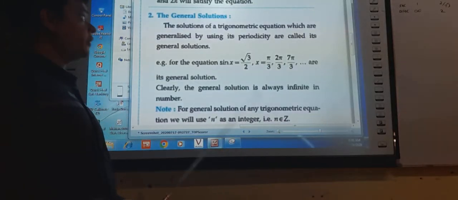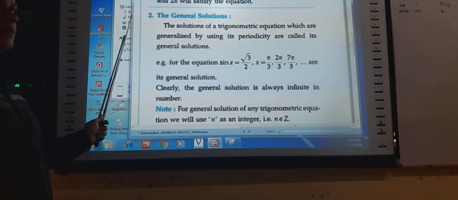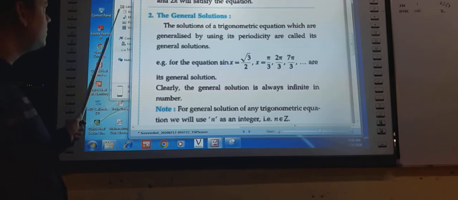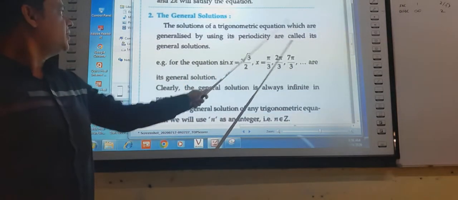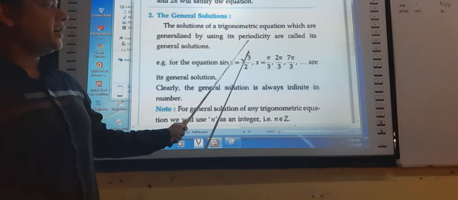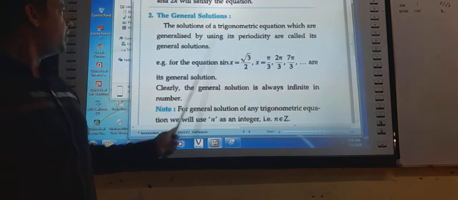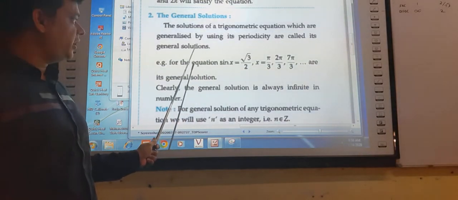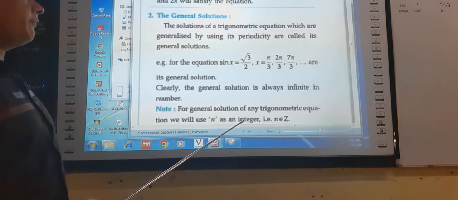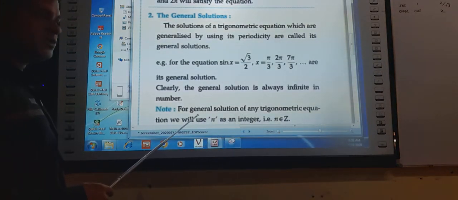Now today we are going to see the general solution. The solutions of trigonometric equations which are generalized by using their periodicity are called general solutions. In part 1 we see the definition of periodicity, that is, periodic function.